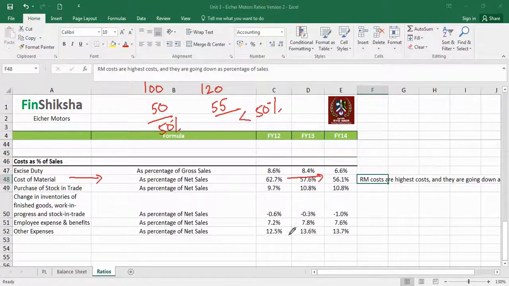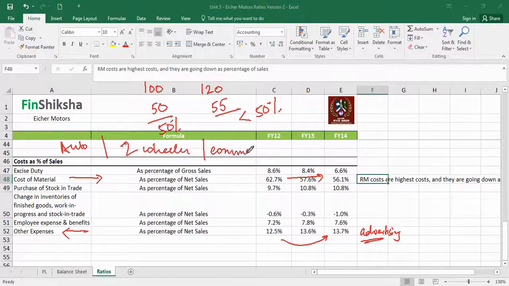Some of the other costs are going up. So this is going up, right? Possibly because they are spending more on advertising and marketing. And we need to be able to break up all these other expenses and check what these other expenses are. But it at least gives us an idea that for a company like Eicher Motors, which is into the auto segment, both two-wheelers and commercial vehicles, right?